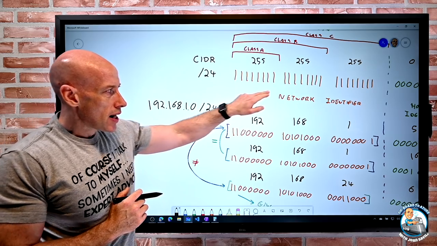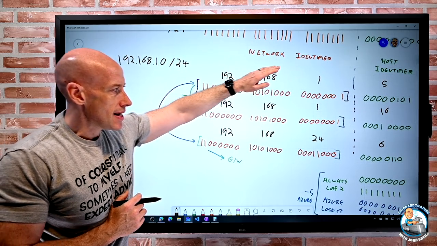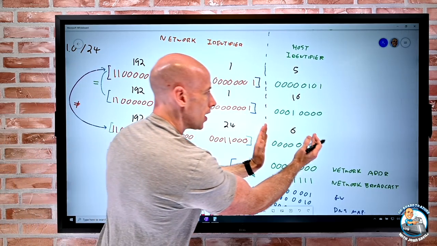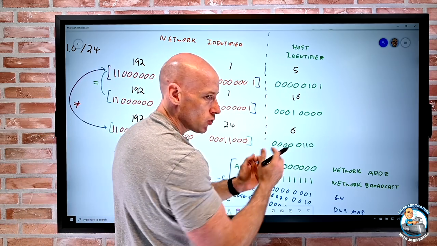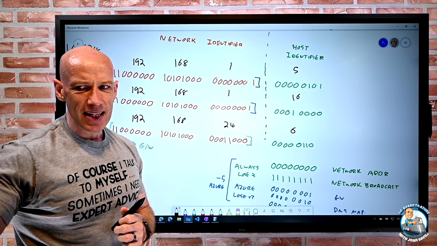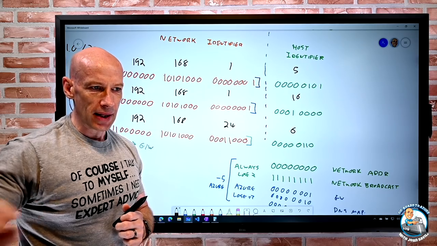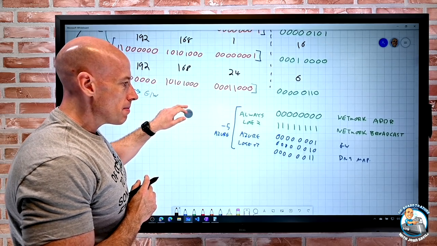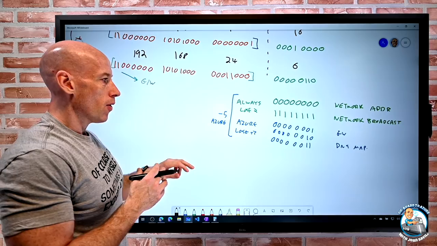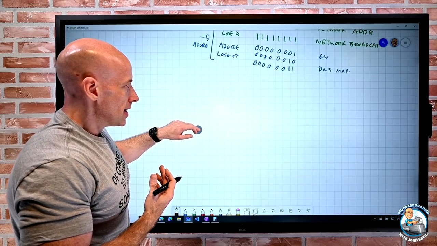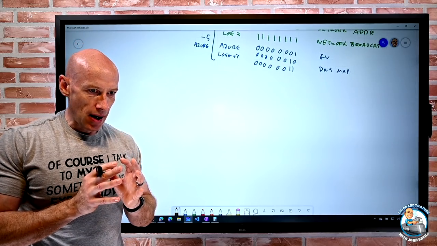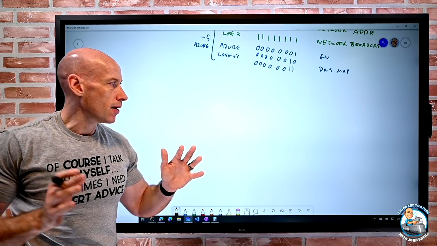So this /24 is all very nice and easy to follow because we have this nice line between the network portion and the host portion. But in reality, it's really not that common anymore. We might need a smaller portion or a bigger portion. So let's think about that binary again, and what we can do.